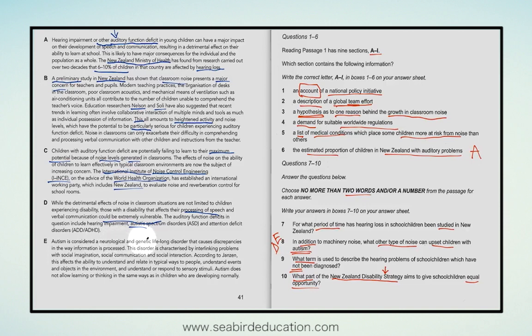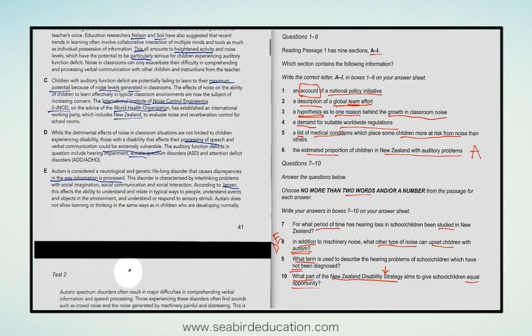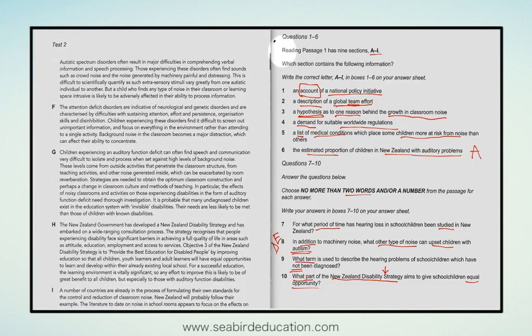And here we've got autism again, so maybe we should look at E as well for number 8. Autism is considered a neurological, genetic, and lifelong disorder that can cause distress. The way information is processed. Okay, according to Janssen... This is difficult. But okay, next one.